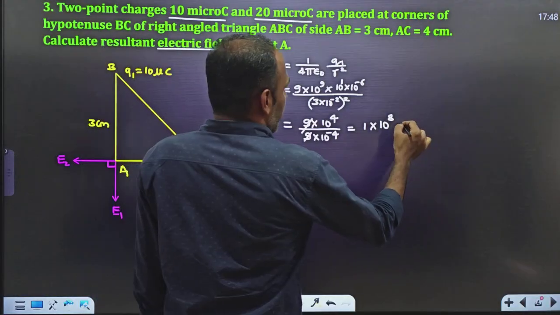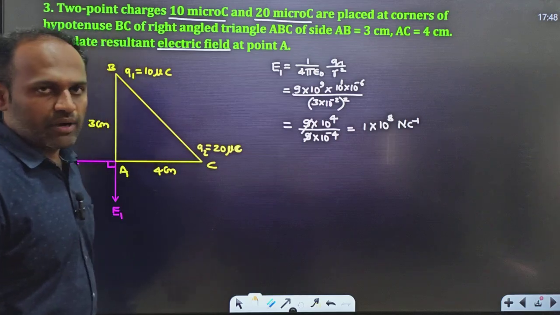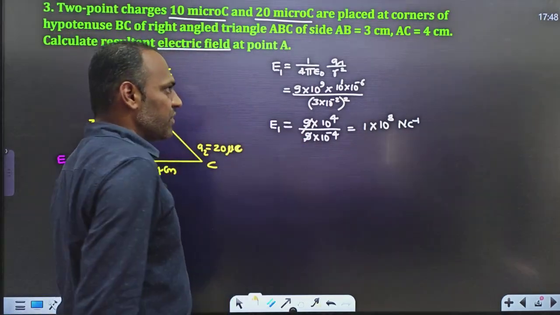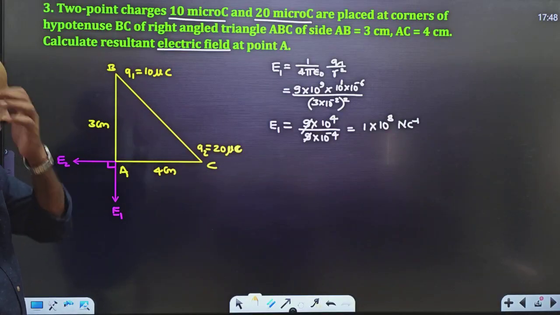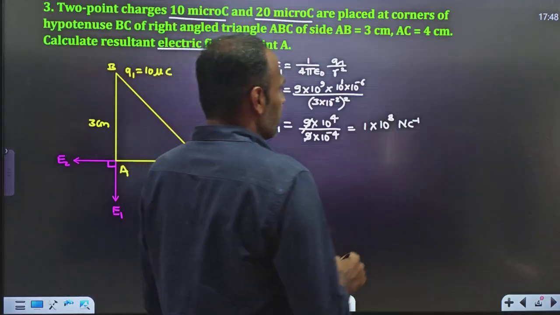So we got the electric field. Don't forget to write the unit, Newton per coulomb or volt per meter. This is the electric field E1 at point A. Similarly, you have to calculate the electric field E2 at point A. So let us calculate E2 then.